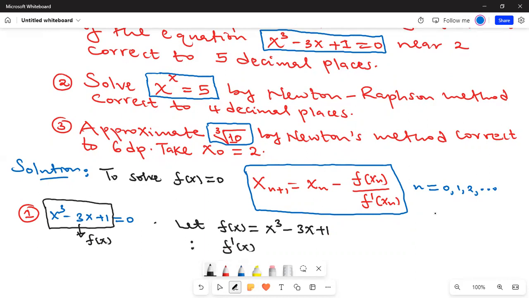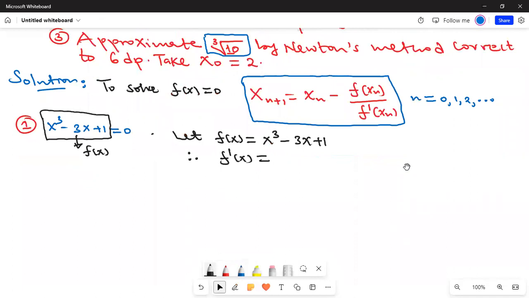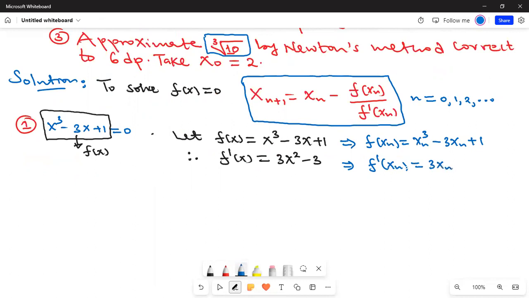Therefore our f prime of x will be equal to, when you differentiate f of x, 3x squared minus 3. But I want to evaluate at x n. So this gives us f of x n equals x n cubed minus 3 x n plus 1, and f prime of x n gives us 3 x n squared minus 3.